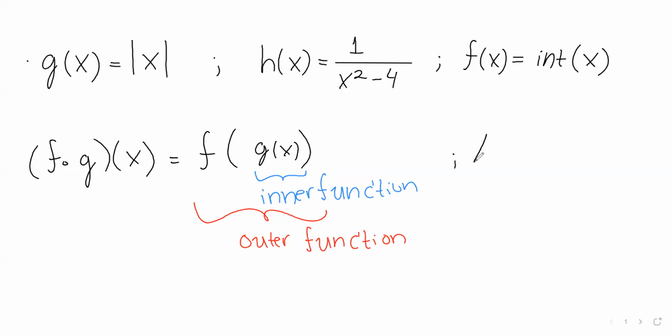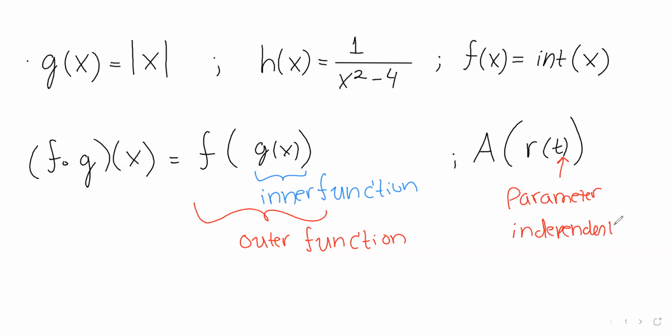Also at times, when we wrote area, for example, as A of r of t, sometimes the innermost variable, t, is what area would ultimately depend on. This is called a parameter. And of course, it's also an independent variable, whereas since r changes in response to t, this is our dependent variable.